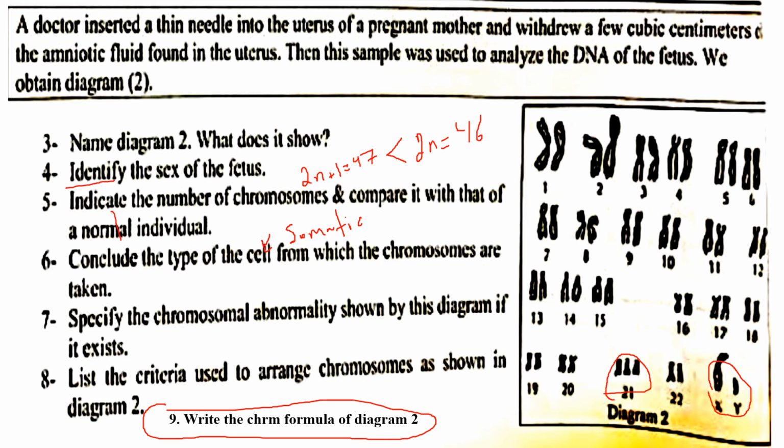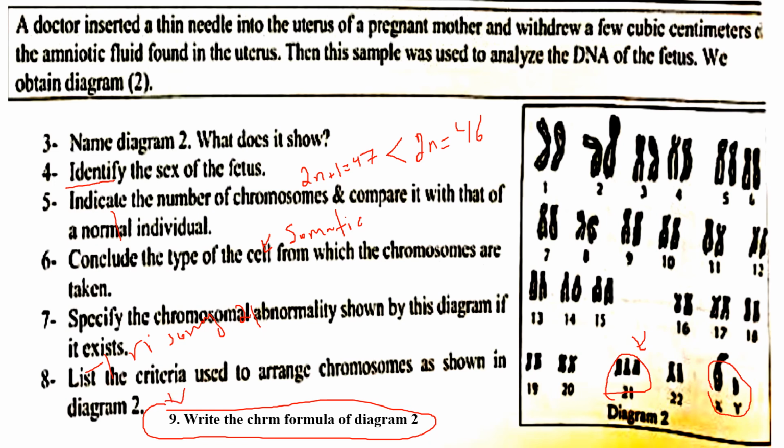Specify, certainly with justification, the chromosomal abnormality shown by this diagram. So this is trisomy. This is trisomy 21 because I have 3 copies of chromosome 21. Finally, list the criteria used to arrange chromosomes as shown in diagram 2. On what basis do I arrange the chromosomes? Certainly decreasing order of size, position of centromere, and dark and light banding pattern. I added an extra part which is in the 9.